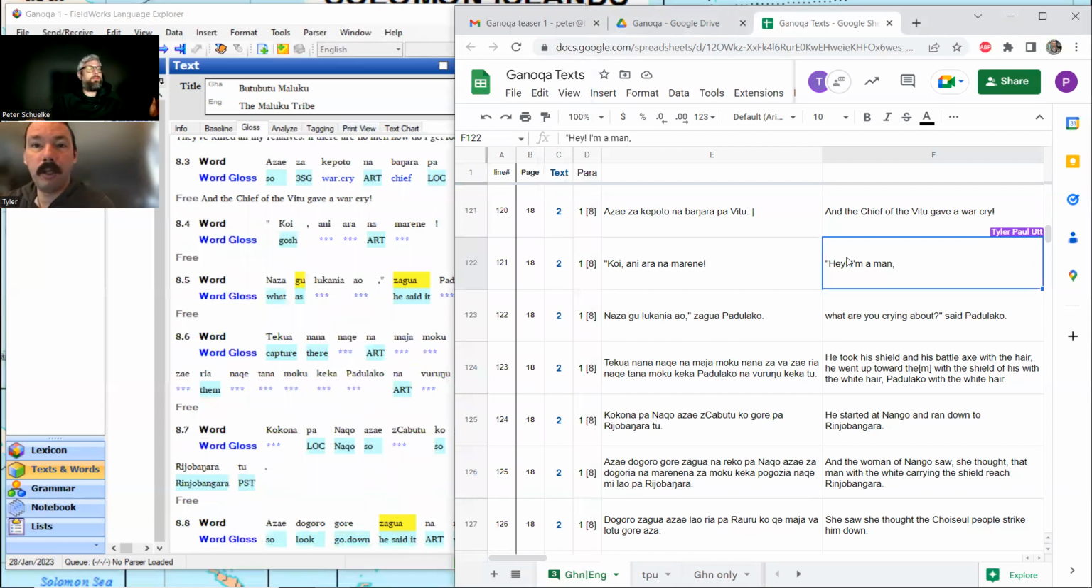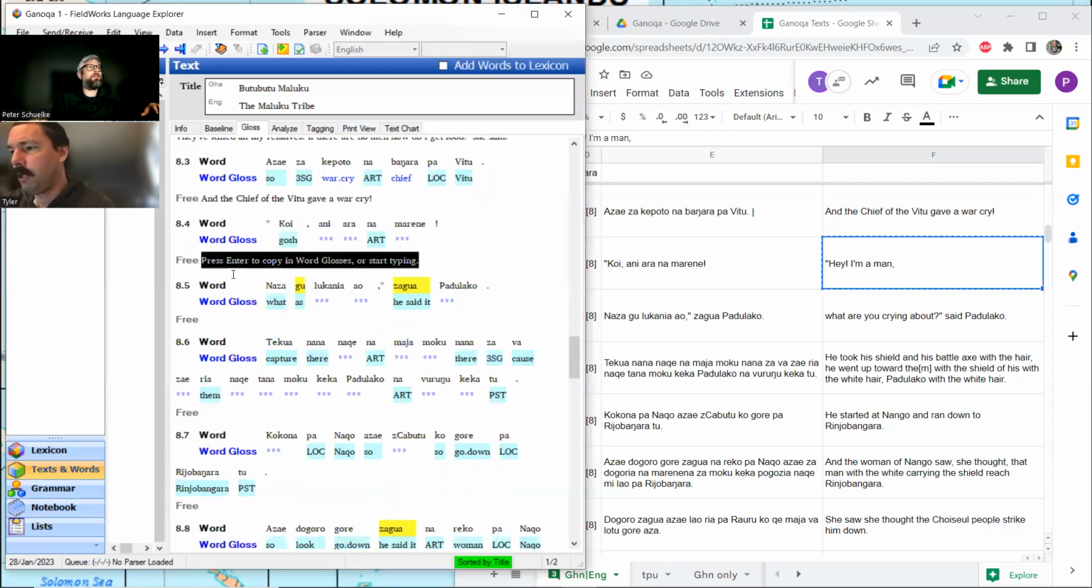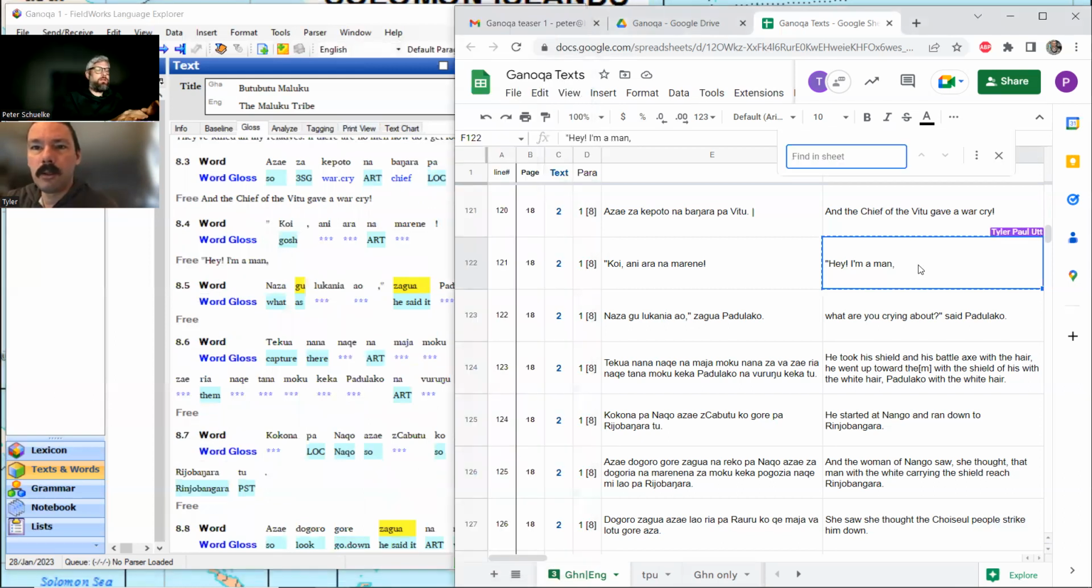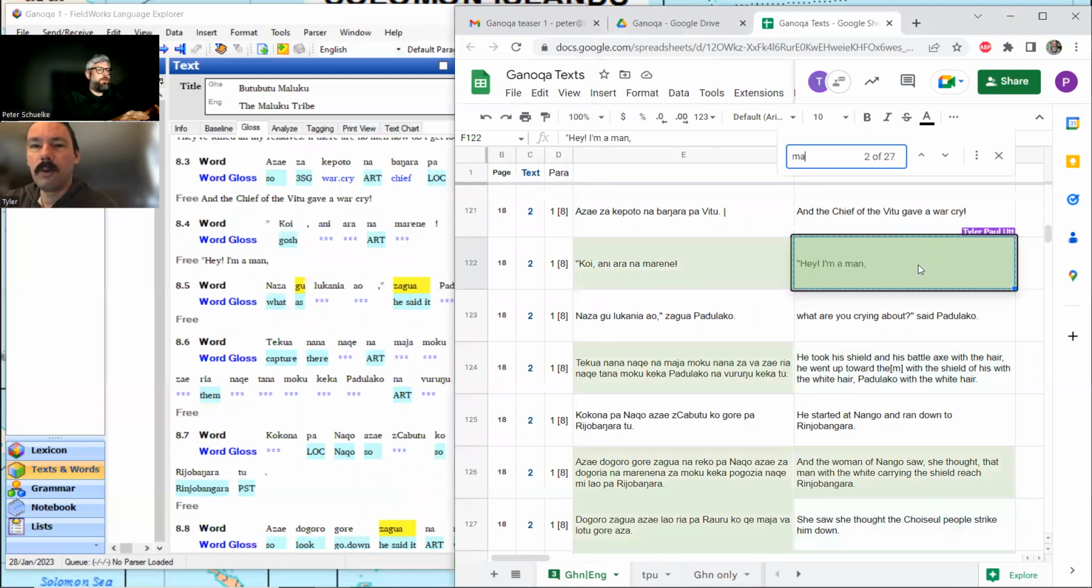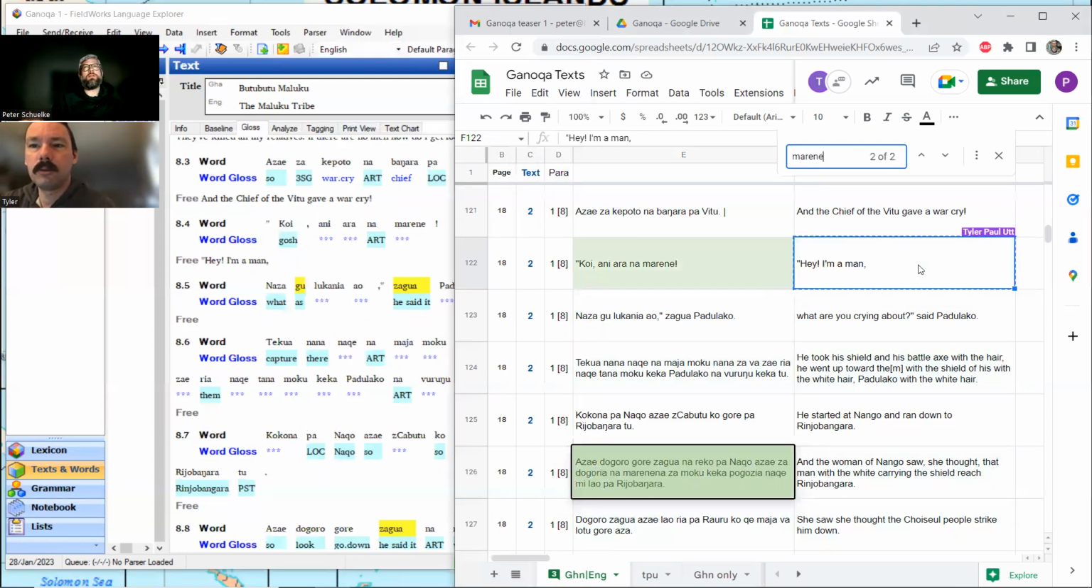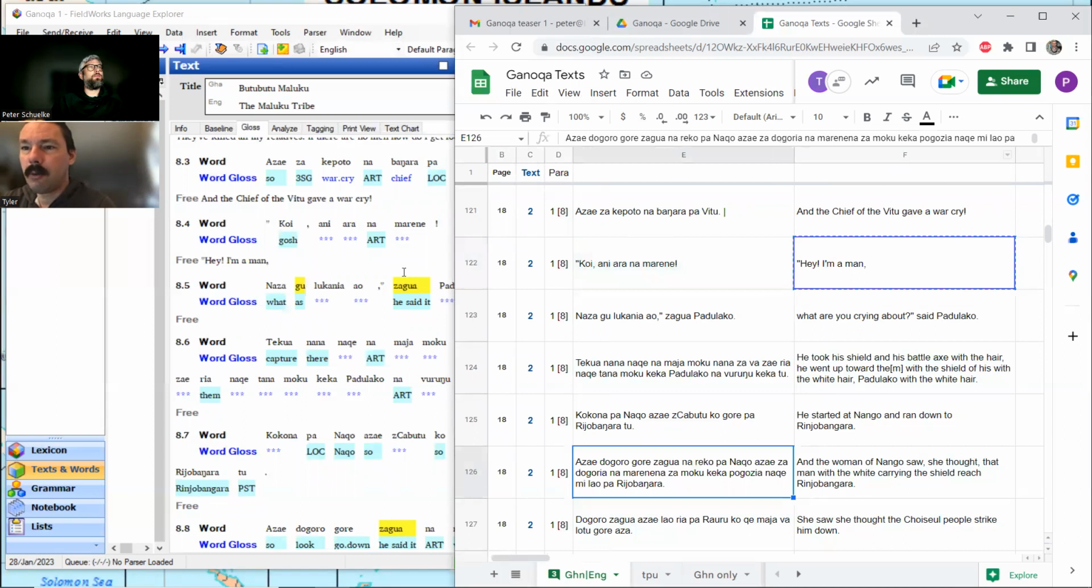We have marene, which occurs twice. It's got to be a word meaning man. The next sentence is, "Hey, I'm a man. What are you crying about?" So we get marene twice. "The woman of Ghanongga, that man with the white carrying the shield. Man with the white." We get marene twice with the meaning man.